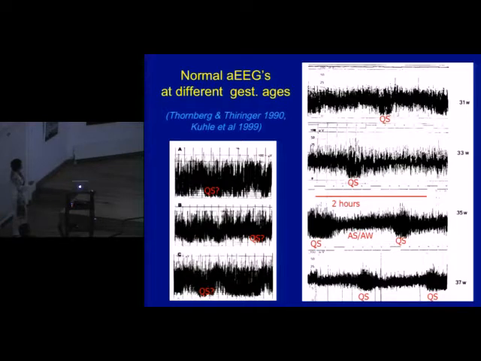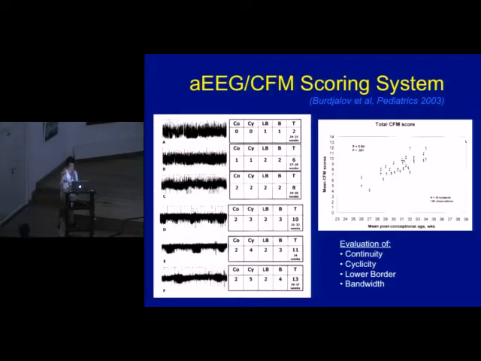And here you see these periods of quiet sleep. And you see that the bandwidth of the EEG goes up with gestational age till we have this more mature sleep-wake cycling pattern. And this is a way of scoring this. So this scoring system of premature EEGs looks at continuity, cyclicity, lower border of the EEG and the bandwidth. And then you get a score and you can see if this score fits with the gestational age, actually.